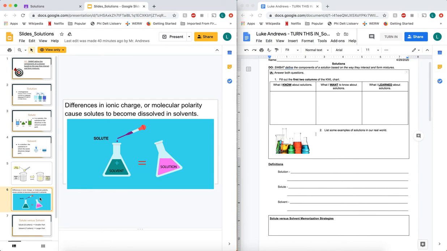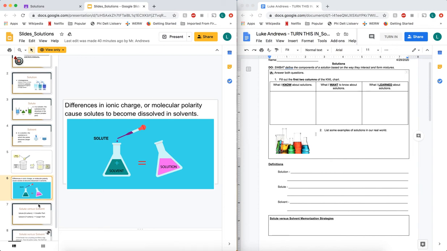As I was just saying, the difference in ionic charge or molecular polarity causes the solute to become dissolved. So when we put the salt with the positive sodium ion and the negative chlorine ion into water, the positive and negative ends of the water molecules pull those atoms apart and dissolve them into a liquid solution.